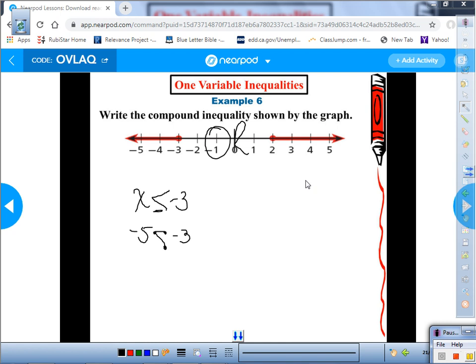Guys, focus. So now that I have the inequality for this side, I bring down the big old word of or, and now I want you to write an inequality for that side. See if you can do that by yourself. Hurry up, please.